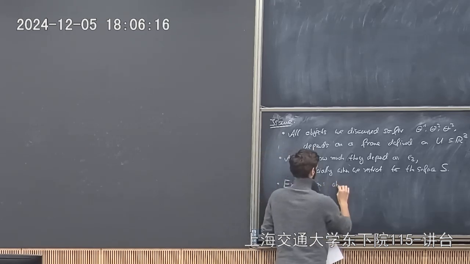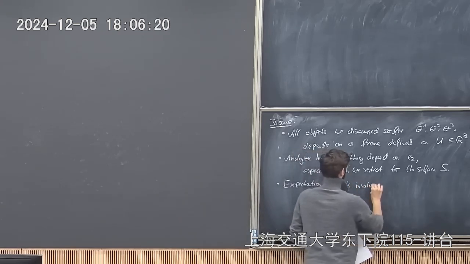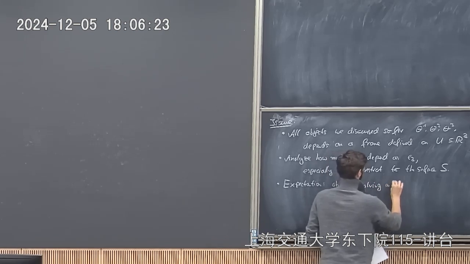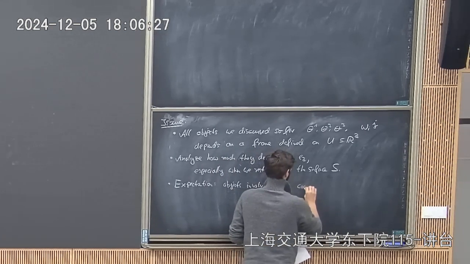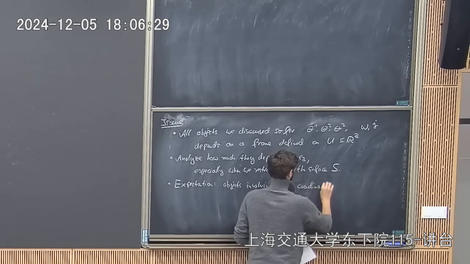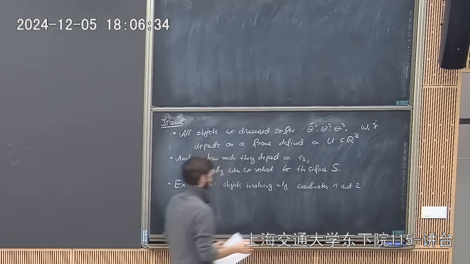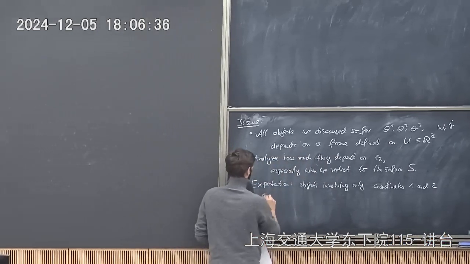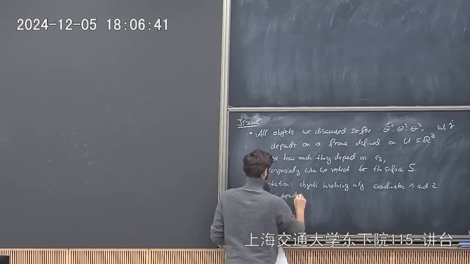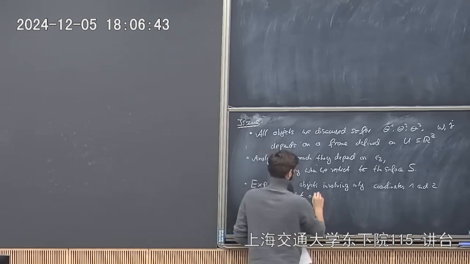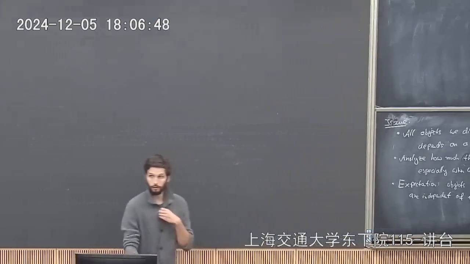Like objects involving only the coordinates 1 and 2 are independent of E3. So that's not totally clear a priori.